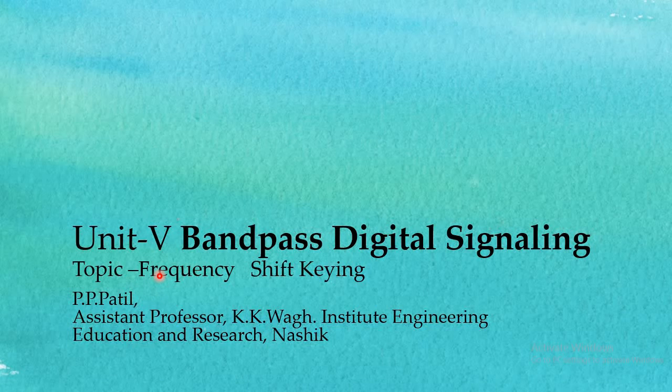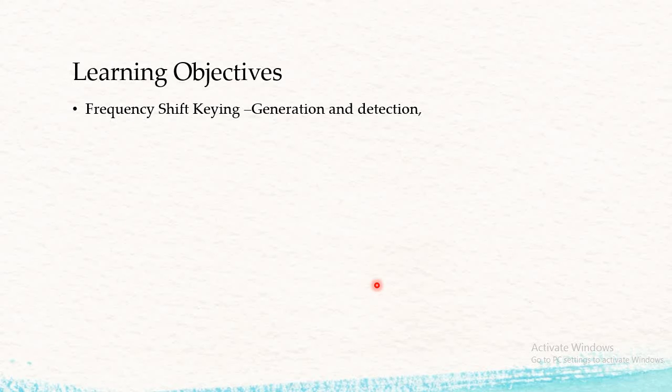In today's lecture we are going to discuss the second bit of the baseband digital signaling unit, that is frequency shift keying. Learning objectives of today's lecture: first we are going to discuss the concept of frequency shift keying, then the generation and the detection of FSK, and then we are going to see the signal space representation of FSK.